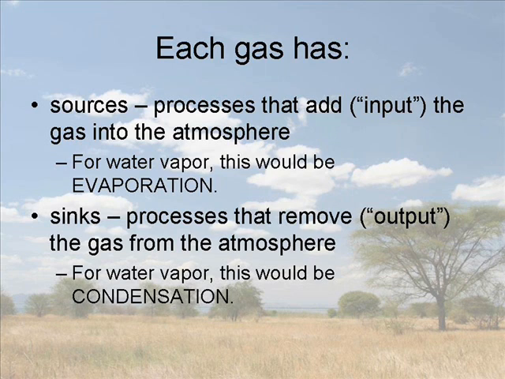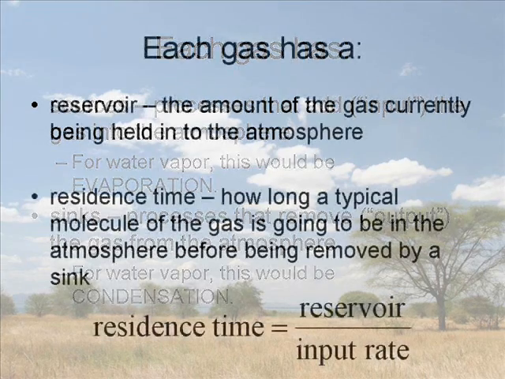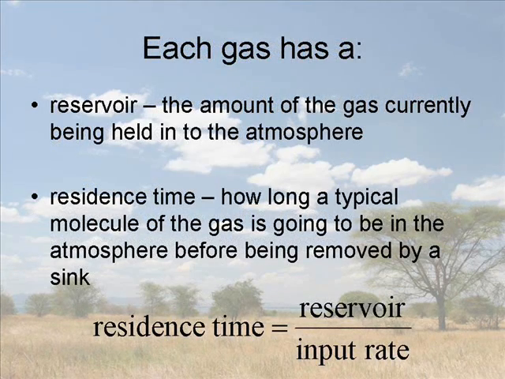So gases are added to the atmosphere at an input rate by the sources. The gases are removed from the atmosphere at an output rate by the sinks. That means that there's a certain amount of each gas in the atmosphere at any given time. We call that the reservoir of the gas. So every gas has a certain amount of it that's currently being held in the atmosphere. We call that the reservoir. It's usually measured in units of mass, like tons or kilograms or something like that.